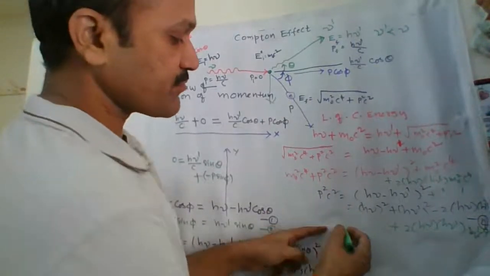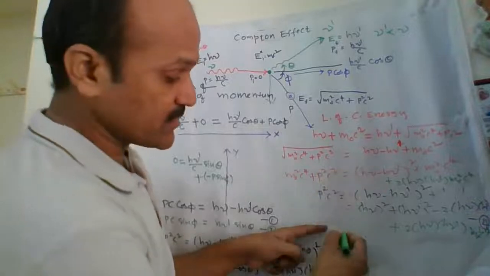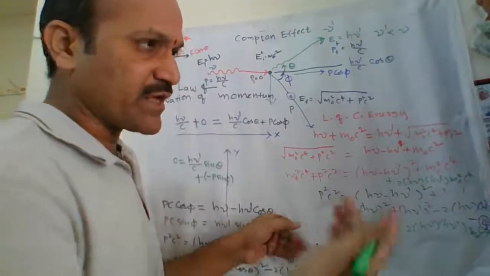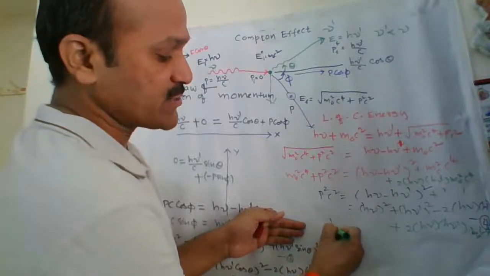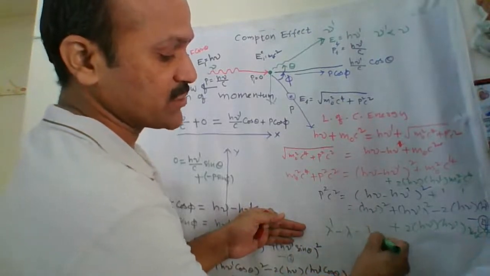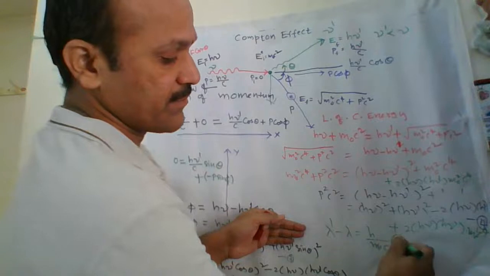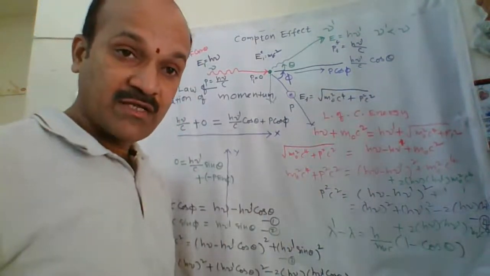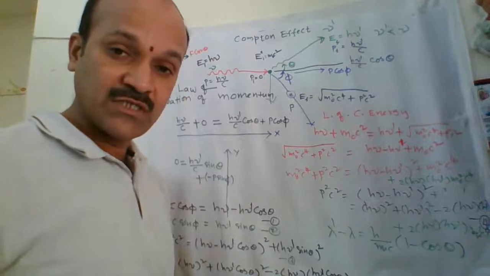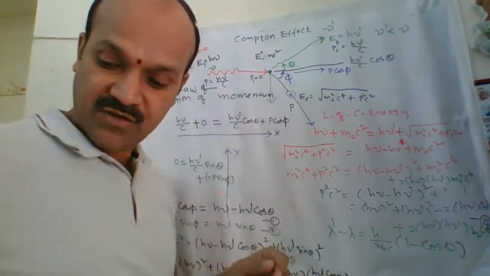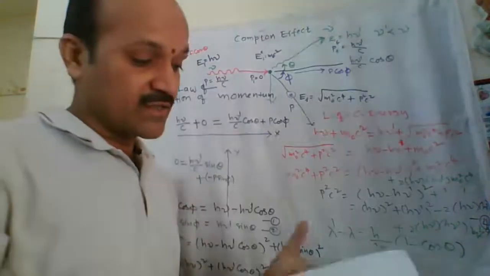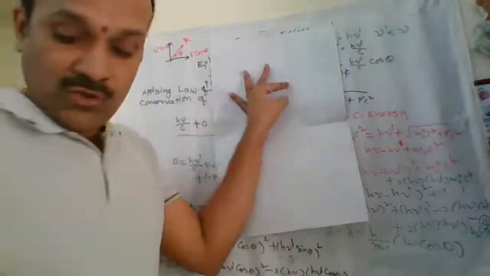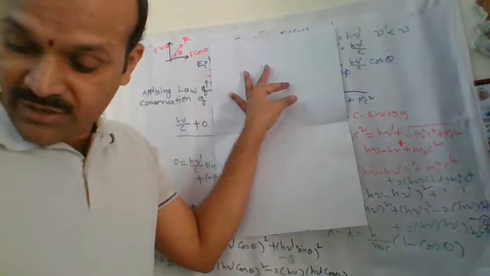Finally, to prove the final equation: lambda dash minus lambda equal to h by m naught c into 1 minus cos theta. This is the final thing we get. Okay.